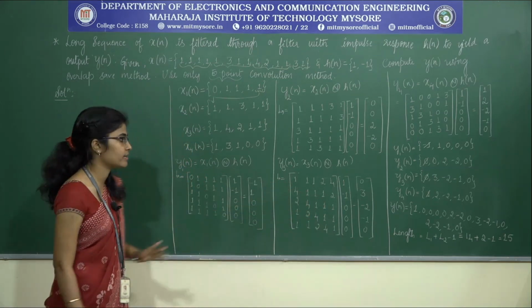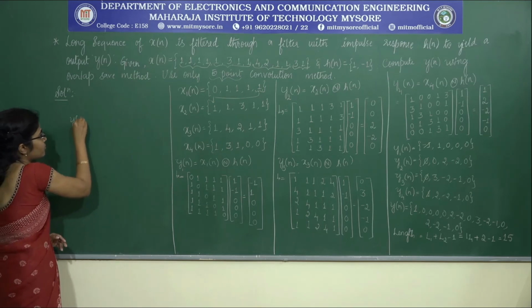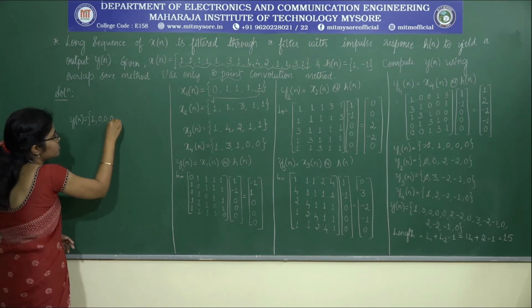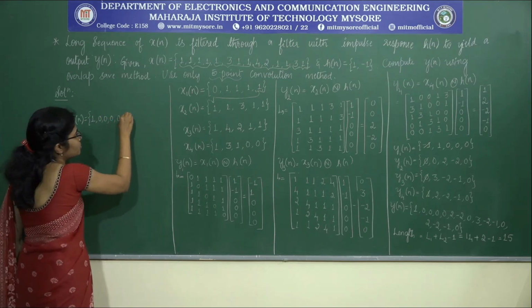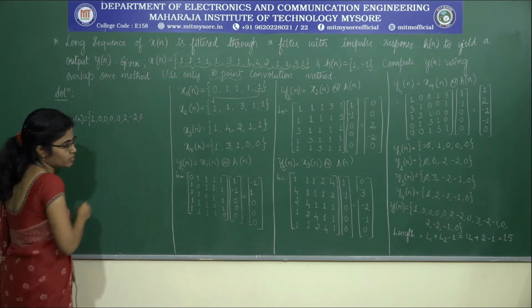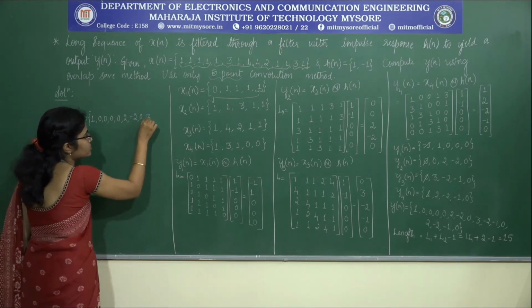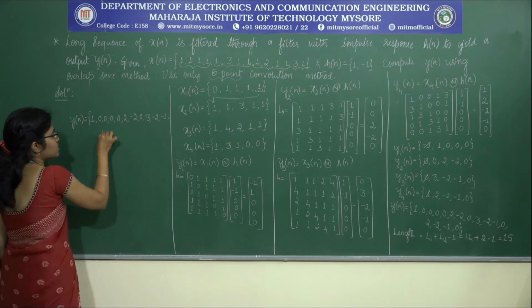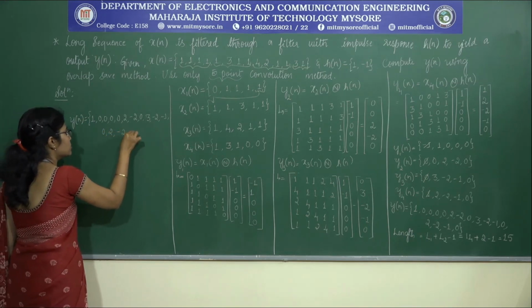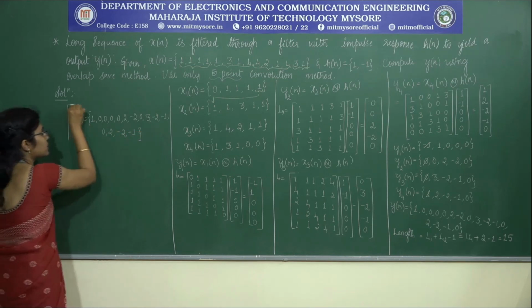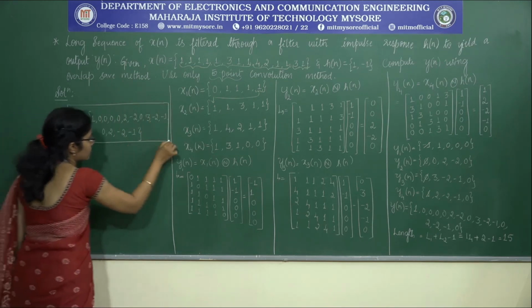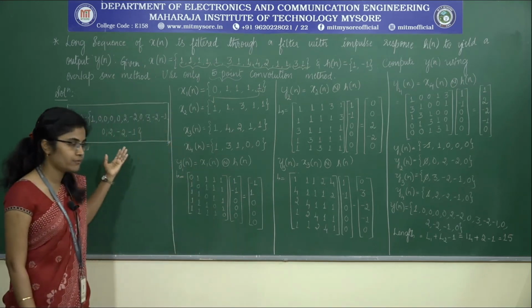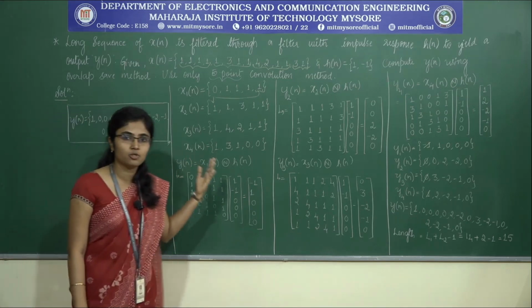So if I leave 0 and rewrite y of n, so y of n will be equal to 1, 0, 0, 0, 0, 2, minus 2, 0, followed by 3, minus 2, minus 1, then it is 0, 2, minus 2 and minus 1. So this is nothing but the output y of n, which is found out with the help of overlap save method. Again, you can verify for this problem also using the linear convolution method, which I had taught for the previous problem.